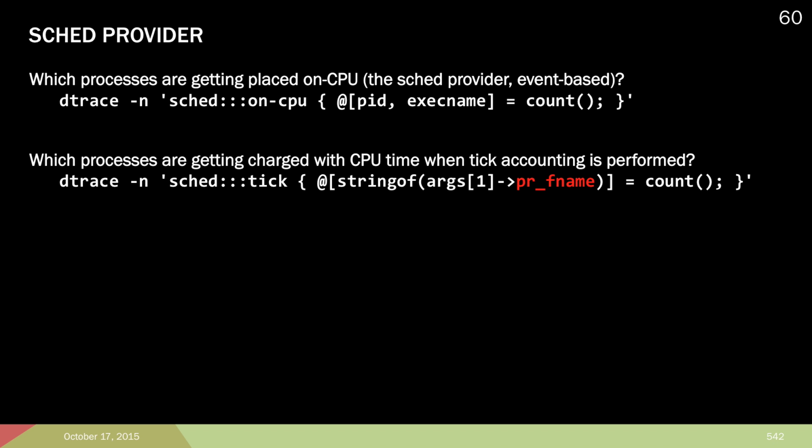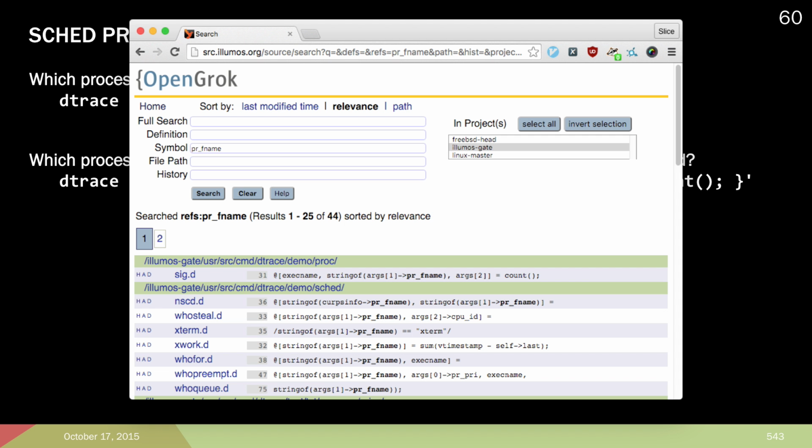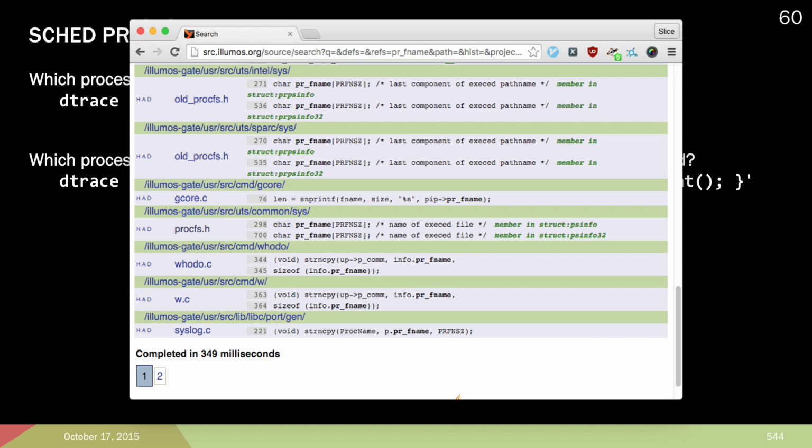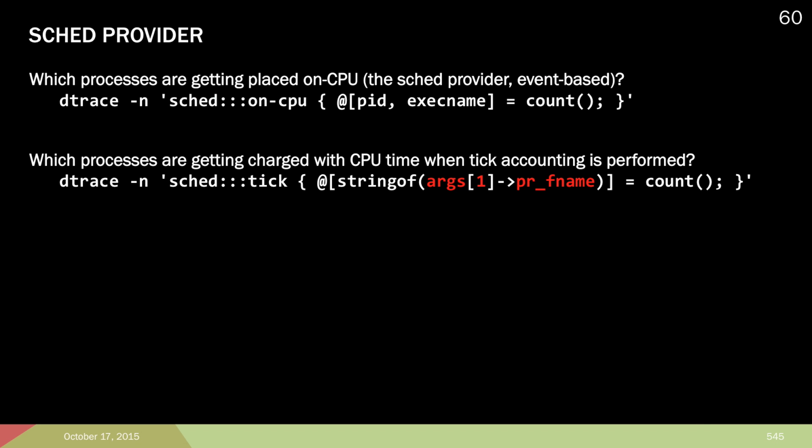performed? First, what's pr_fname? We'll go to source.illumos.org. We select illumos-gate from the In Projects area and type pr_fname into the symbol field. And in procfs.h, it seems it's the name of the file that we're executing. We can infer that pr is process and fname is file name.